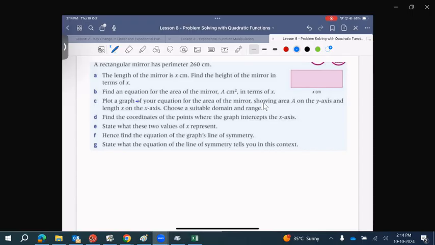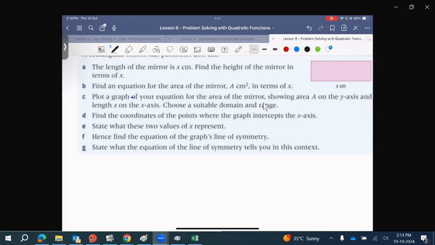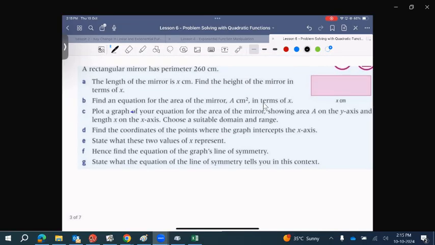A rectangular mirror has a perimeter of 260. So for A, the length of the mirror is X, the height of the mirror in terms of X. So what we need to do is use this equation. For A, we say that 260 is equal to 2 times X plus H. So 130 is equal to X plus H, which means H is equal to 130 minus X.